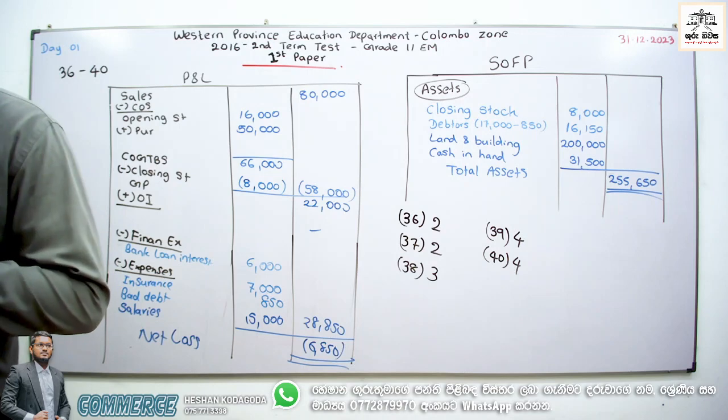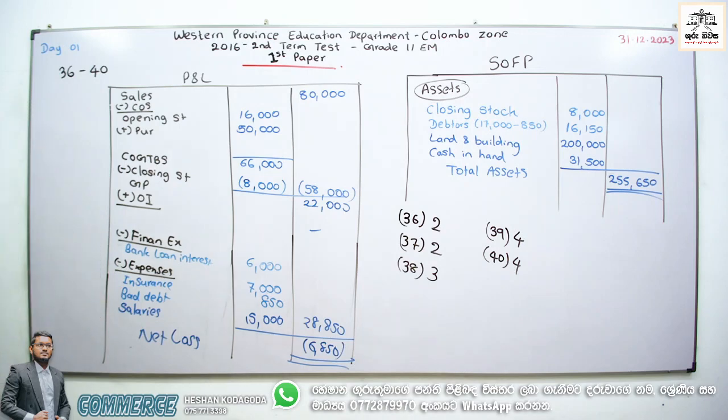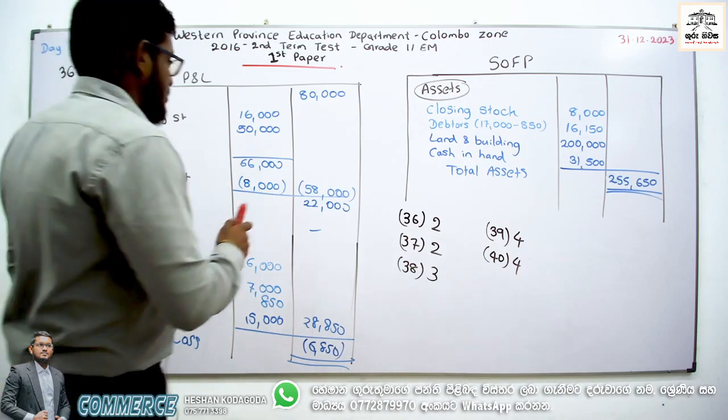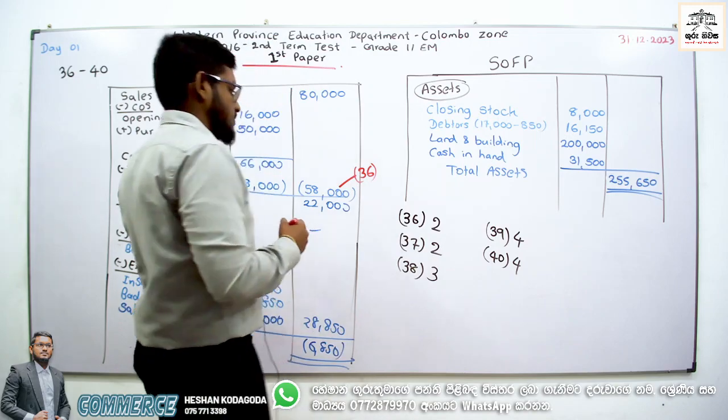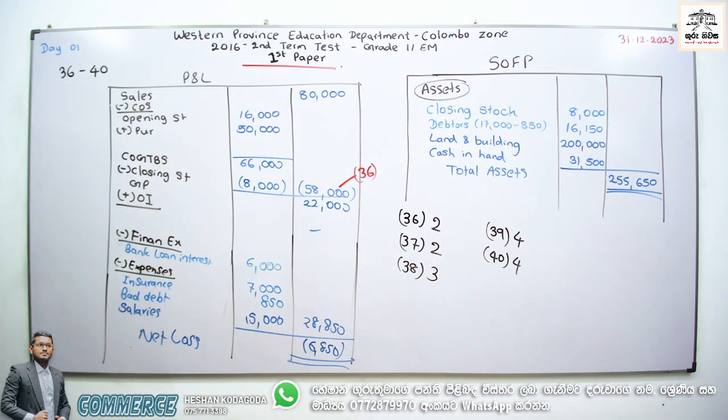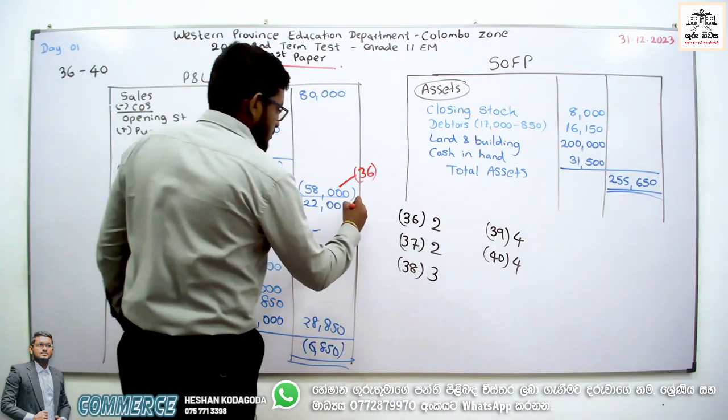So what are the requirements? 36 is cost of sales. So cost of sale is this one, 36. And 37 is gross profit. 37.